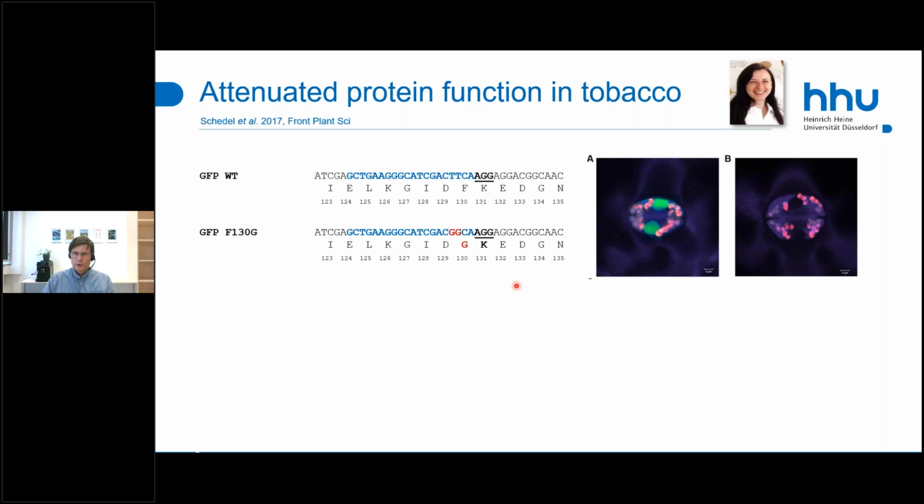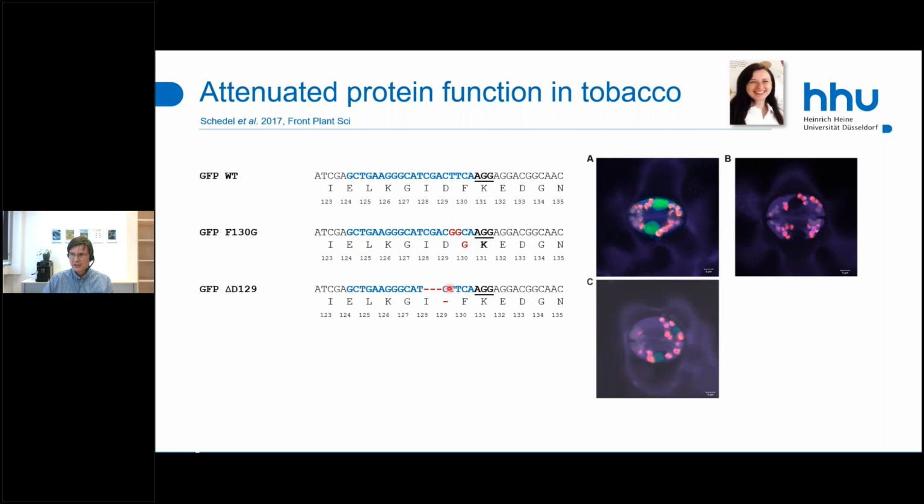Amongst the mutants generated, she observed some individuals which had a modified protein sequence at position 130, which completely abolished GFP fluorescence. This is within the center which is responsible for the fluorescence, so this was known before.